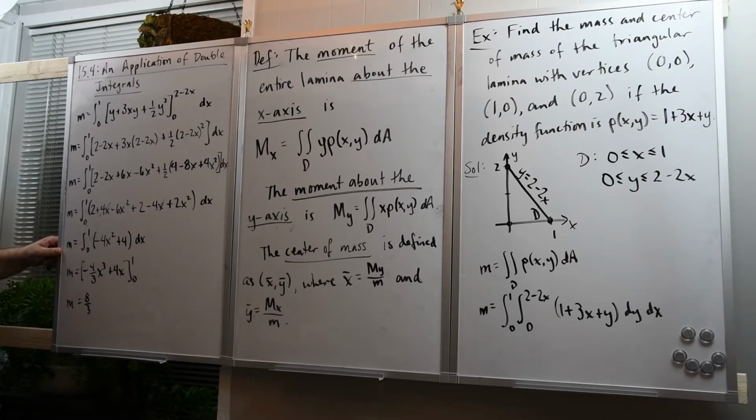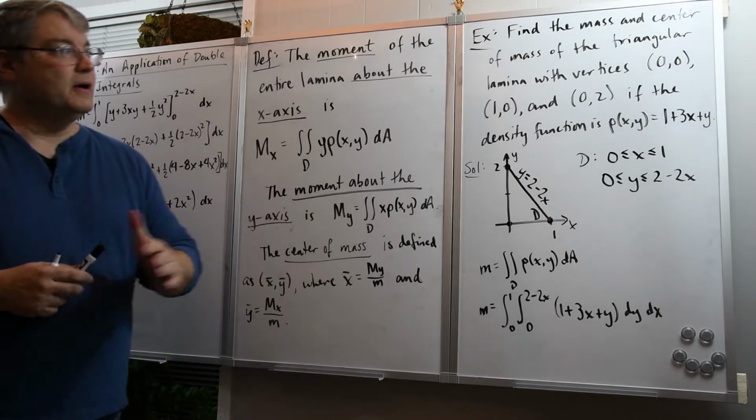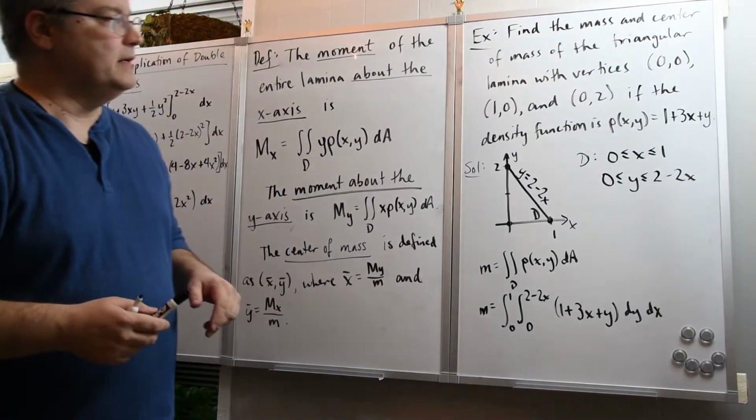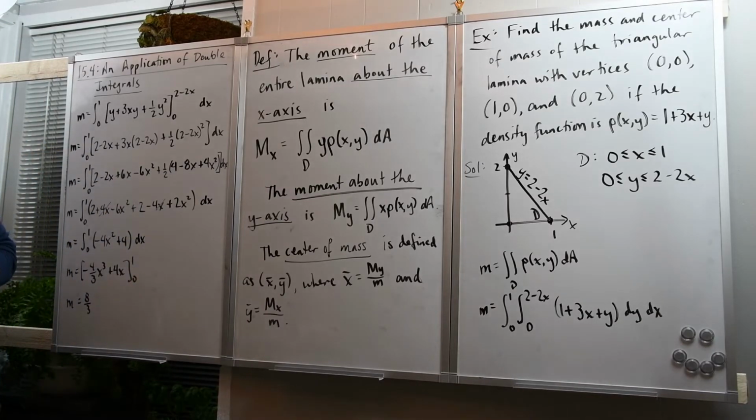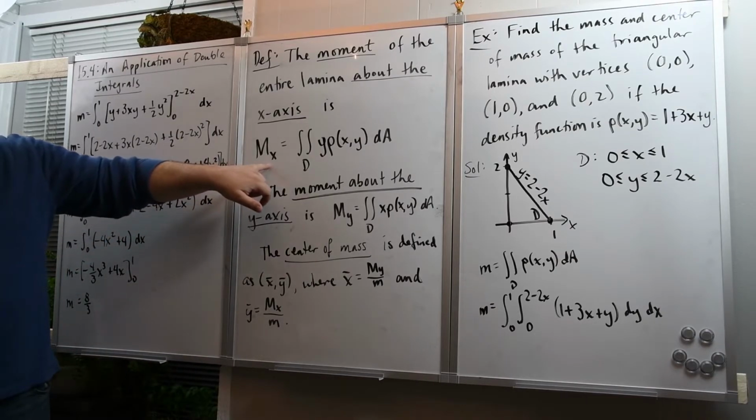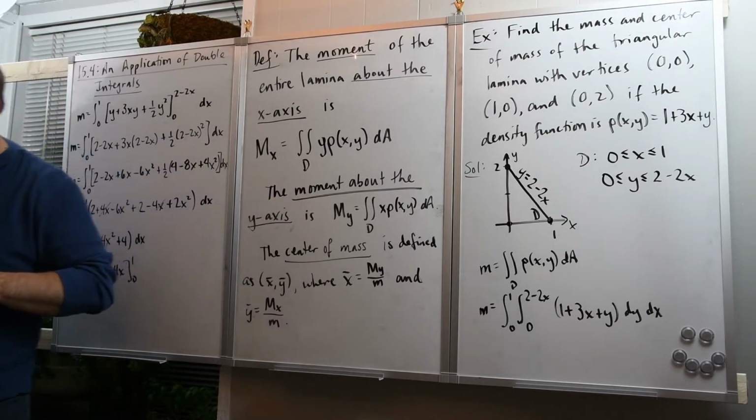You subtract what you get when you plug in 0 for x, but that's just going to give you 0 anyway, so we've settled upon an 8/3 as the mass. So at least the first part of this example is finished. But we still need to figure out the center of mass. We still need to therefore figure out the capital M sub x and the capital M sub y.